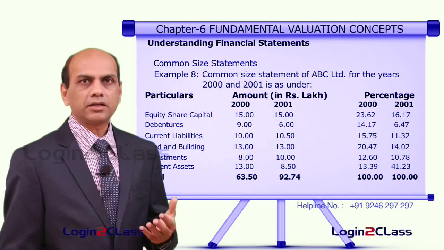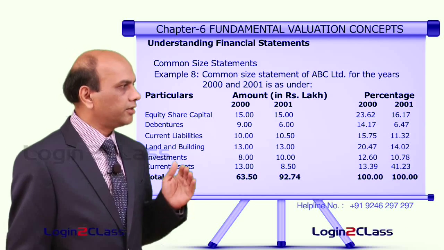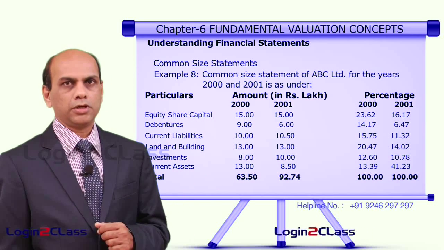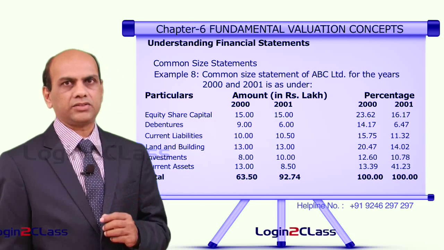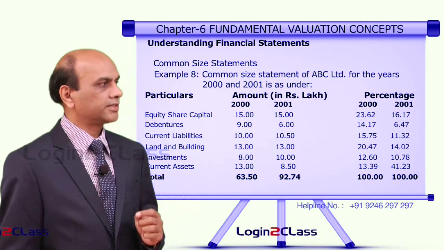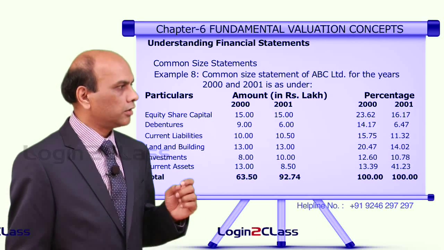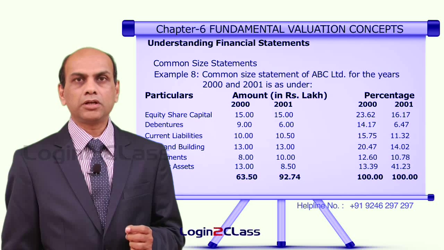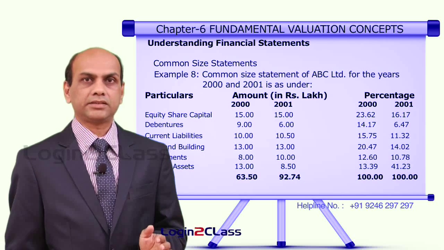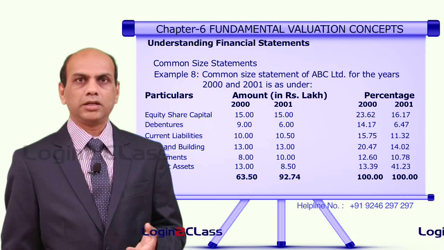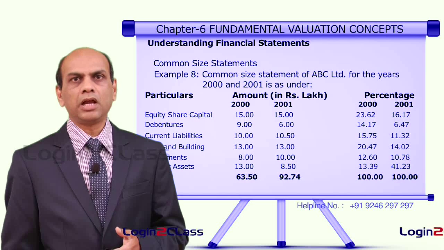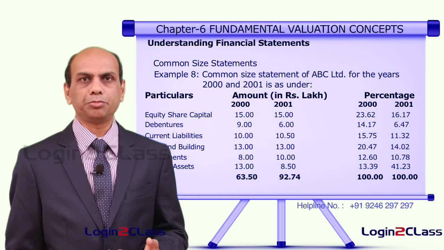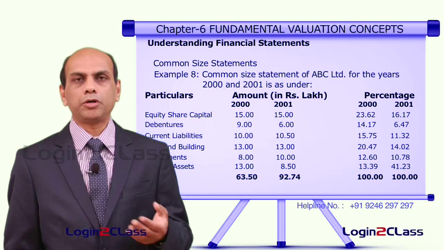Let us try to compare current liabilities. If you see the current liabilities in the year 2000, it has been 10 lakhs, whereas in 2001 it is 10.5 lakhs. When we take in terms of percentage of the total assets, in 2000 it works out to 15.75 percentage. In 2001 it works out to 11.32 percentage. What does this indicate? The percentage of liabilities of the company is coming down, whereas the current assets percentage is improving, which is a good sign. Liabilities reducing as a percentage of the total assets and assets improving as a percentage of the total assets is a very good sign, very good development in this particular company. So such companies are better for purposes of investments.